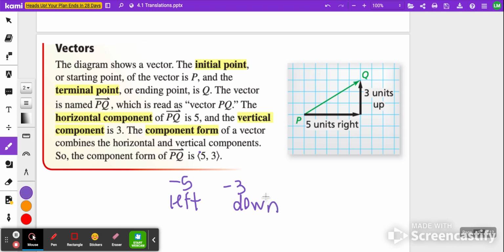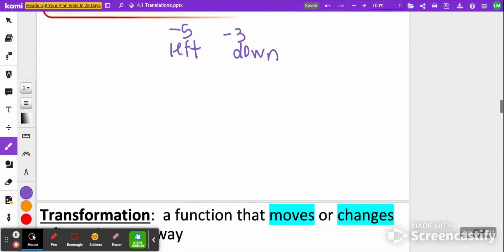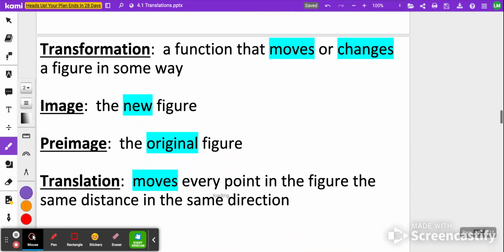We're going to try a few examples, but before we do, we're going to talk about a few different transformations. First of all, a transformation is a function that moves, which is what we're doing today, or changes a figure in some way. Later on in our chapter, we'll do changes like with dilations. Today, we're just moving it. The image is the new figure. The pre-image is the original figure.